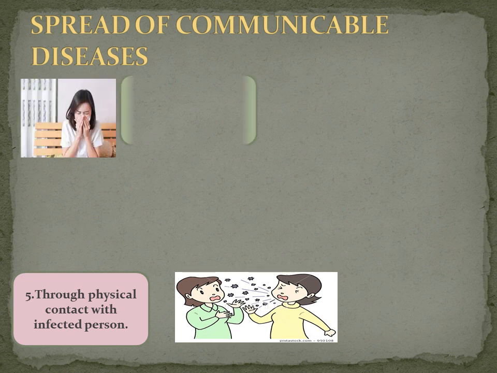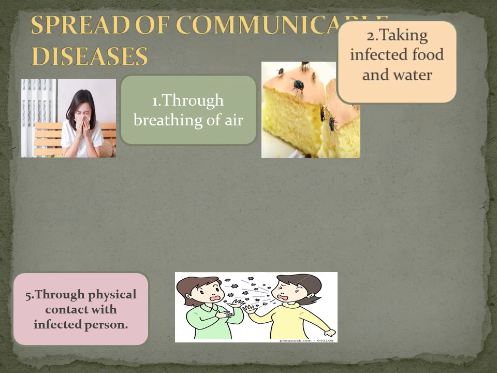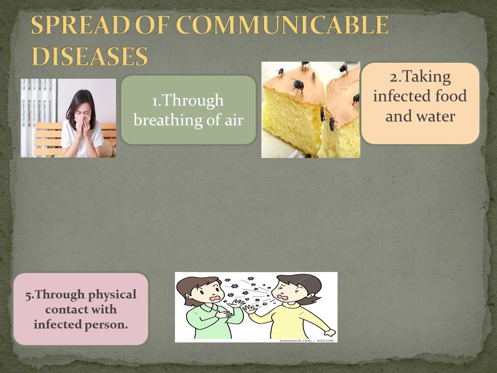Now we will study the spread of communicable diseases. The first one is through breathing of air. If any infected person sneezes, then these droplets will travel through the air to an uninfected person. The second one is by taking infected food and water. If we consume infected food or water, then it will lead to the spread of communicable disease.